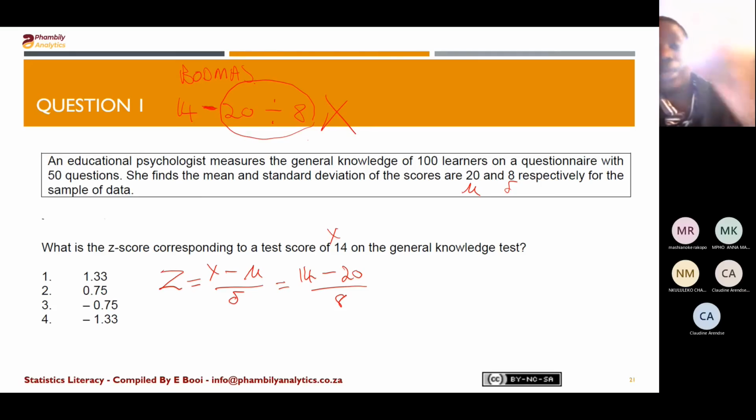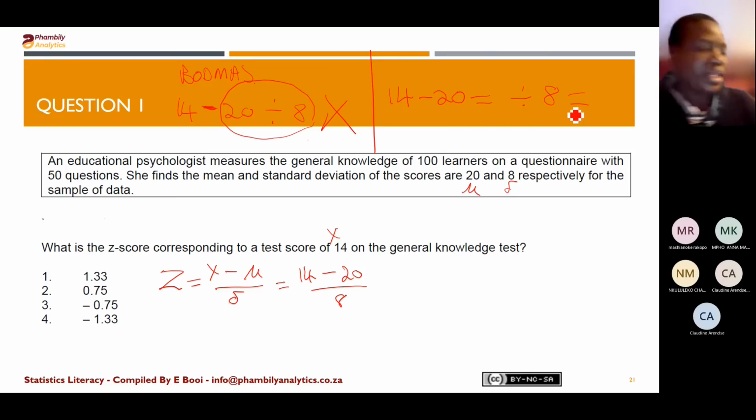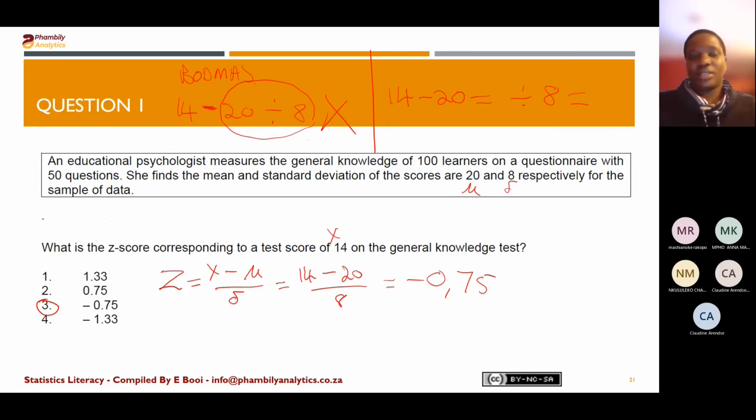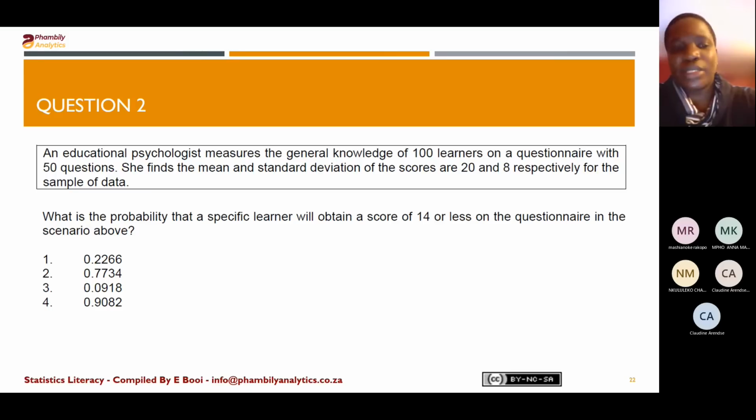This will be incorrect. So the best way to answer this question, we will say 14 minus 20 equals, and then you say divide by 8. And you will get the answer. What is the answer? It's option 3, negative 0.75. Negative 0.75, which is option 3. That's how easy it is. So let's go to question 2 and see if we can answer that one, which is the same question.